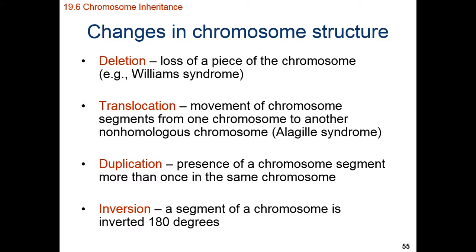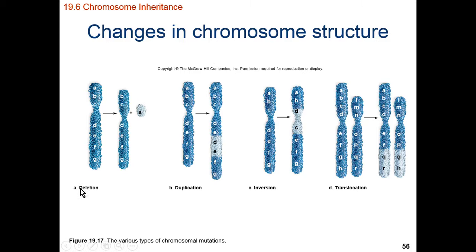We can also modify the structure of a chromosome to cause changes within the person's genome. We can lose a chunk of the chromosome, and that's known as deletion. We can take a chunk of the chromosome and move it around within the body from one chromosome to another chromosome, or within a chromosome, that's known as translocation. We can duplicate a piece of the chromosome multiple times, or we can flip-flop a chunk of the chromosome, and that's known as inversion.